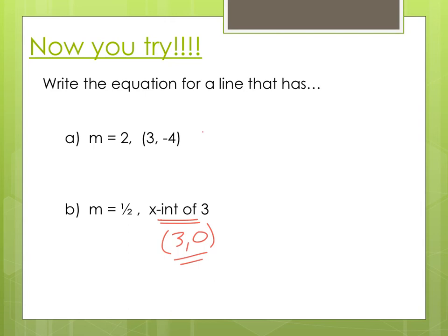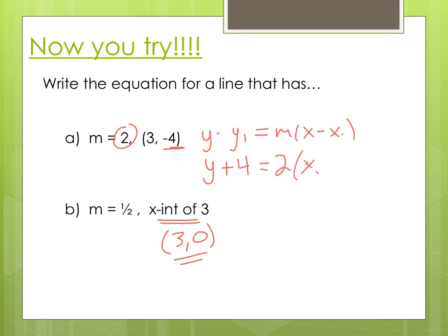So for the first one, if I write out my point slope form and plug everything in, let's see what we get. So the y coordinate here is negative 4, so if it's y minus the y coordinate, minus a negative 4 would actually be plus 4 in the equation. My slope is 2, so I'm going to plug that directly in for m. X minus my x coordinate, my x coordinate is 3, and so if I distribute the 2 through now, getting rid of those parentheses, I get y plus 4 equals 2x minus 6.